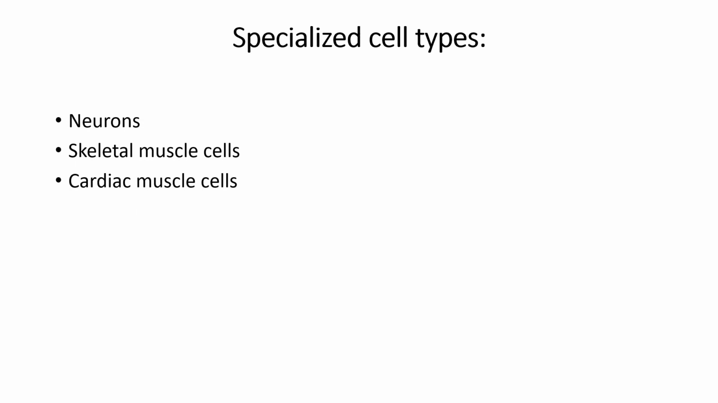So these are the specialized cell types that we have discussed: the neurons, skeletal muscle cells, and the cardiac muscle cells. There are also other specialized cell types present in our body, but we haven't discussed them in the lectures.